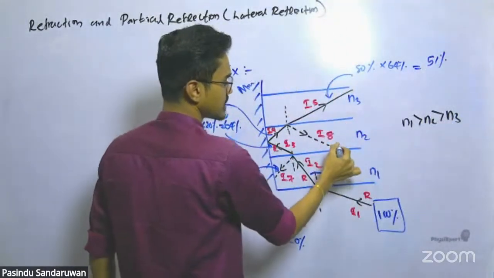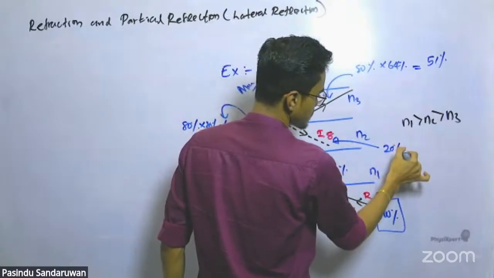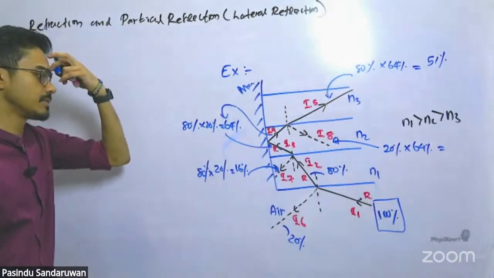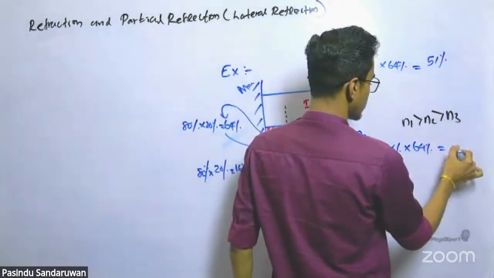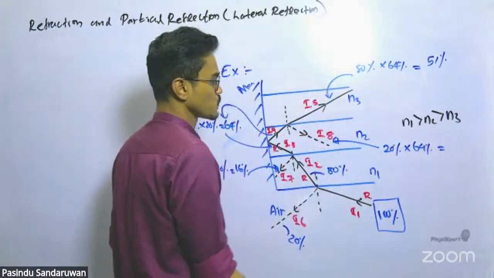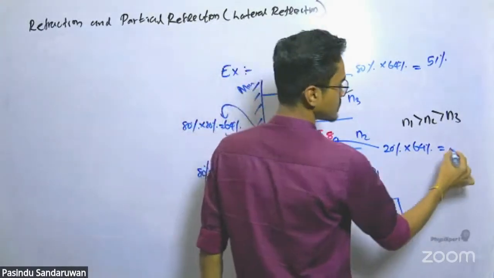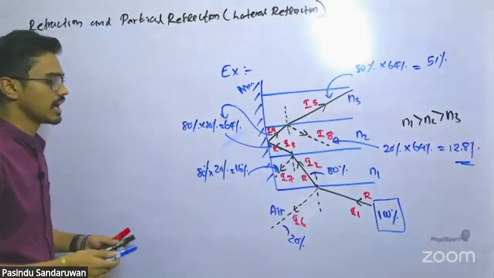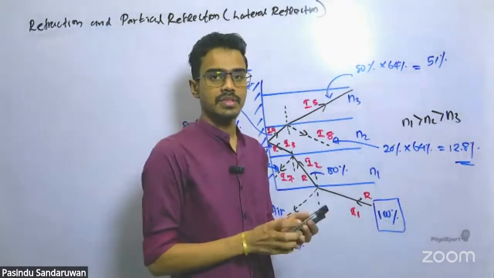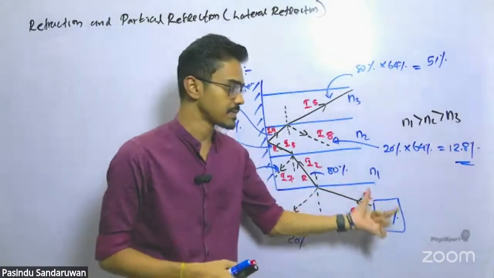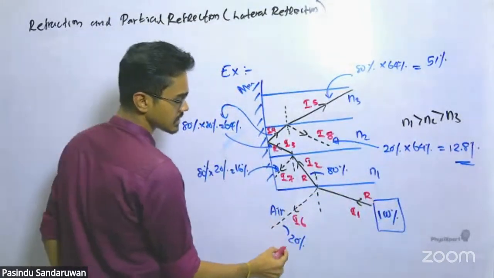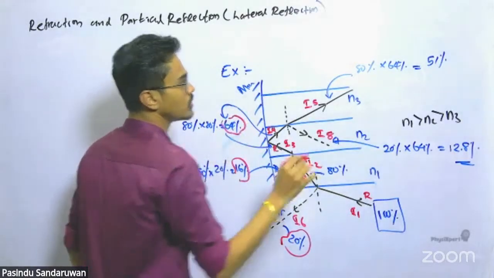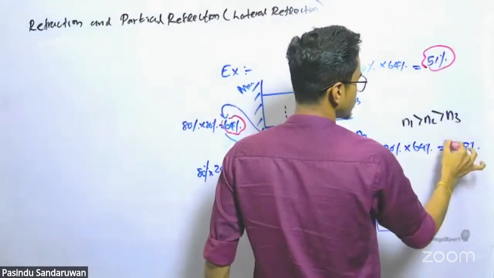And its partial reflection is here. This is 20% of that 64. 20% of the 64 is, sorry, 12.8%. So likewise, now I have the final intensities with respect to this 100: 20, 16, 64, 51, 12.8.